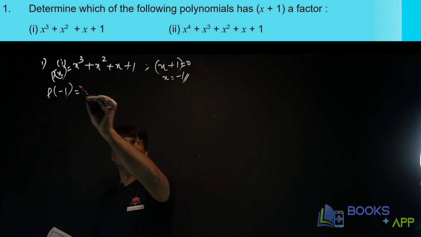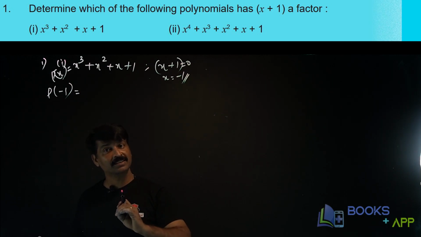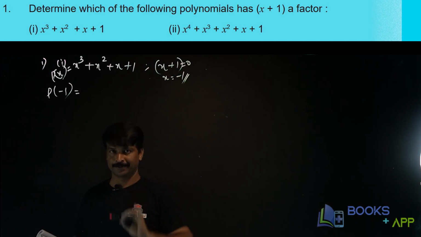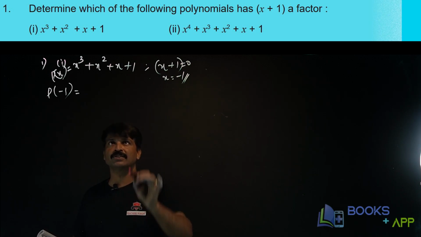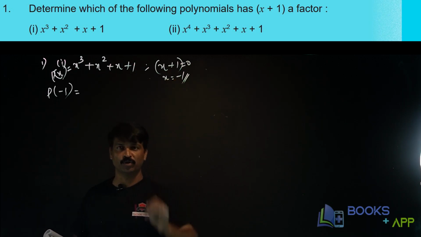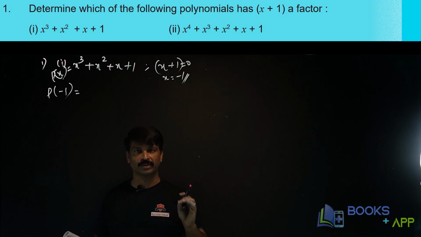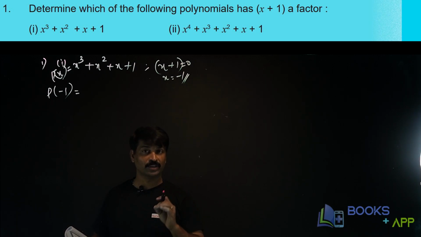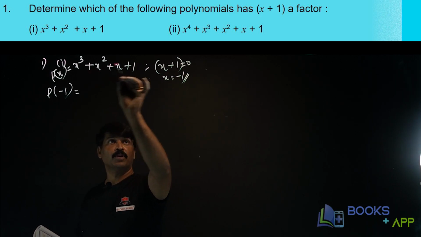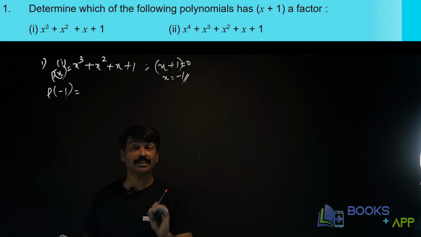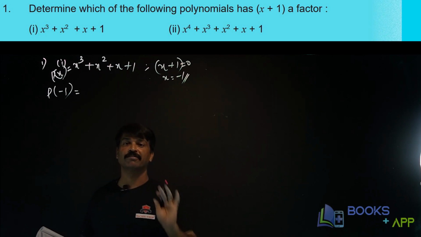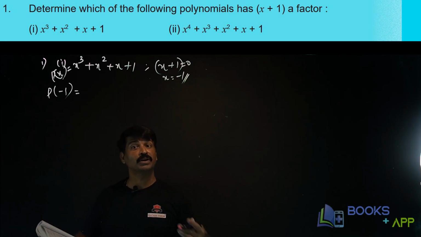You see, you are given a polynomial and you have to check whether x plus 1 is a factor. Factor means if you divide this polynomial by this polynomial and the remainder becomes 0, this will be a factor. 5 is a factor of 20 because when you divide 20 by 5, you get the remainder 0. So 5 is a factor of 20. Similarly, when you divide this polynomial by this polynomial, if the remainder becomes 0, this will be a factor of this polynomial.